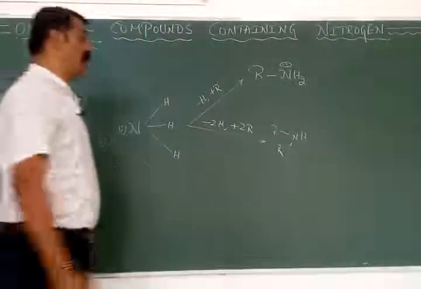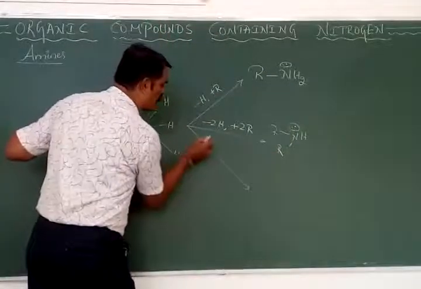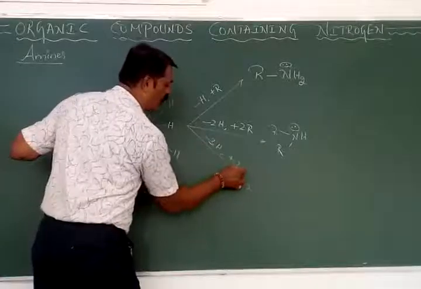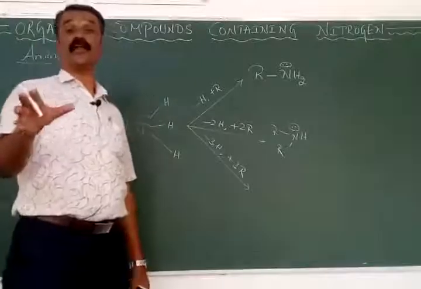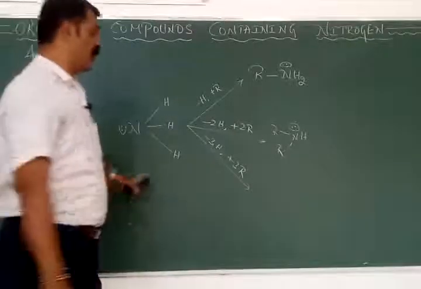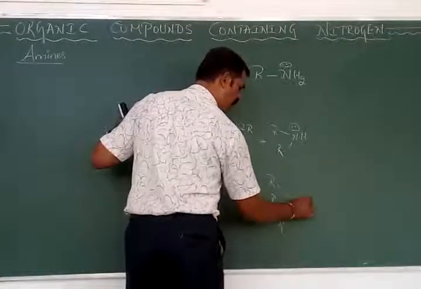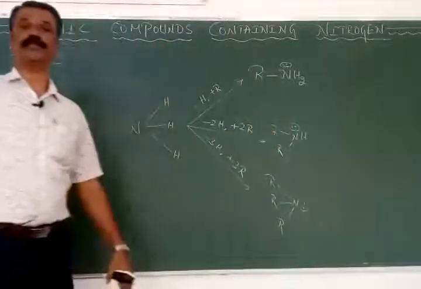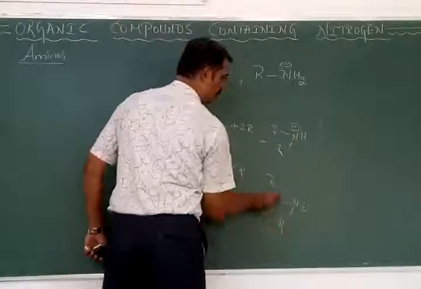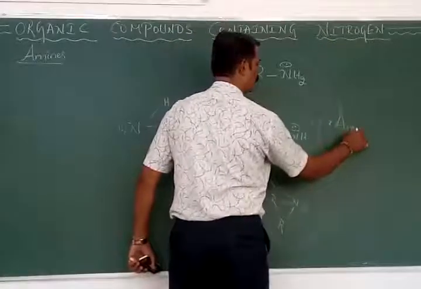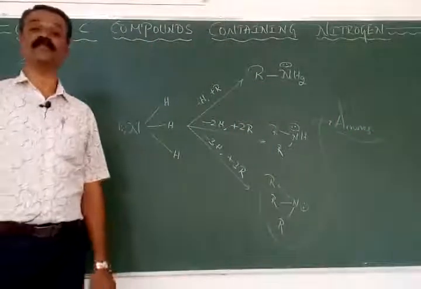This is another type of amine. Suppose all three hydrogen atoms have been replaced by three organic groups, again R may be any organic group, aliphatic, aromatic, or sometimes heterocyclic. If that is the case, I can expect R, N, R, R with the lone pair of electrons. And these are collectively called which one? Amines.